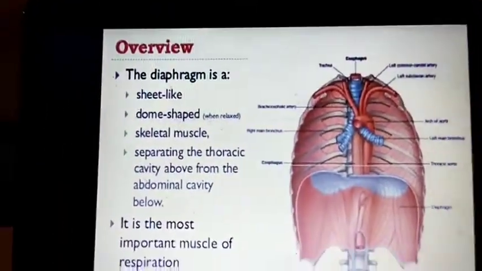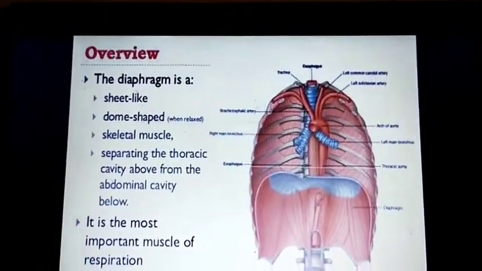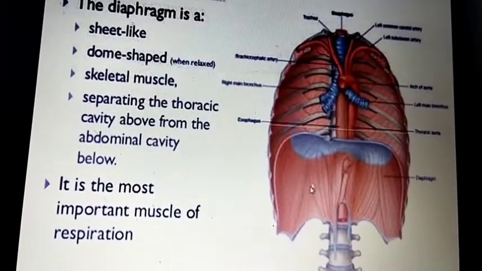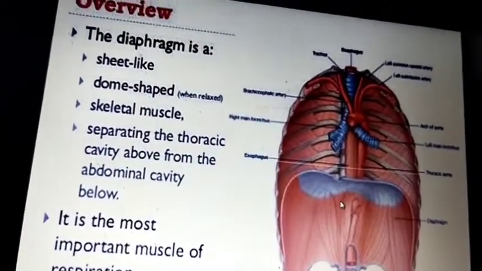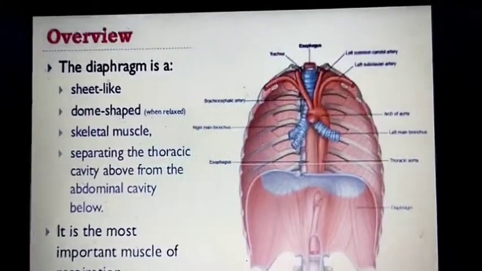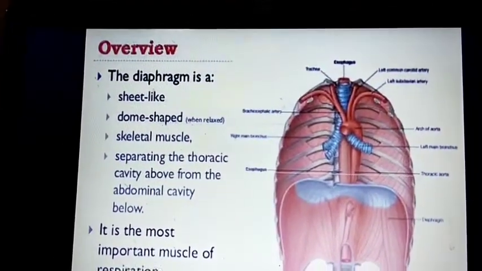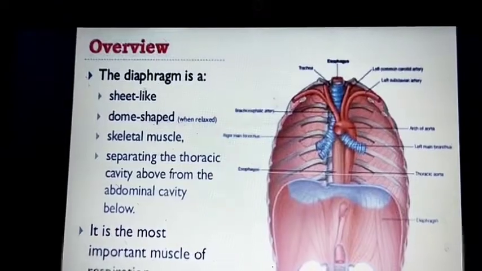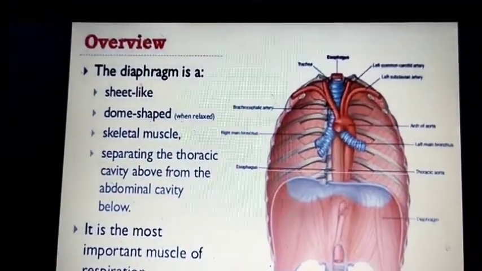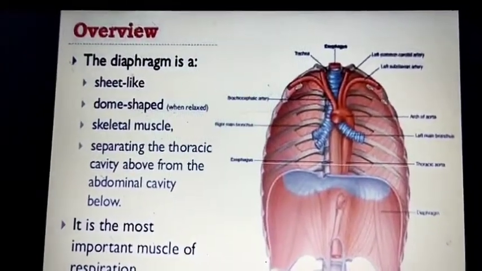Okay, now the overview. The diaphragm is a sheath, a thin sheath-like structure that differentiates the chest and the abdomen. Because of that sheath, it separates the thorax and abdomen. And how does it look? It looks dome shaped when it is relaxed.